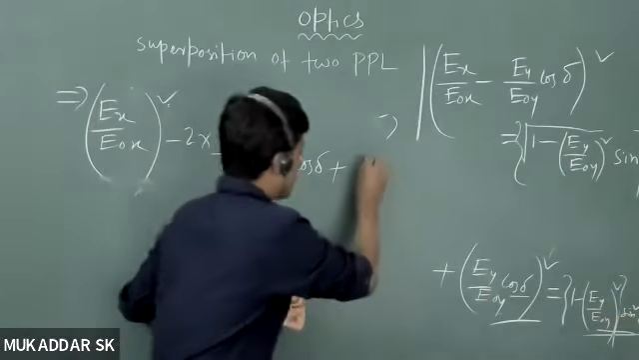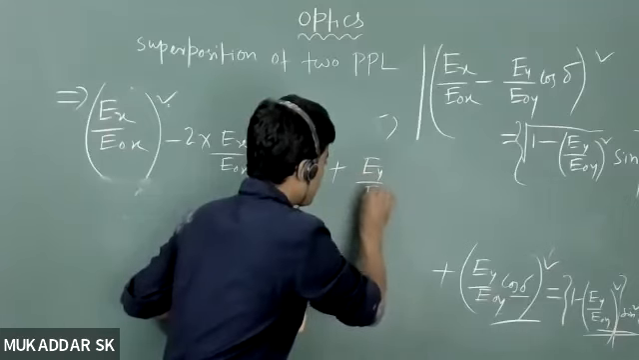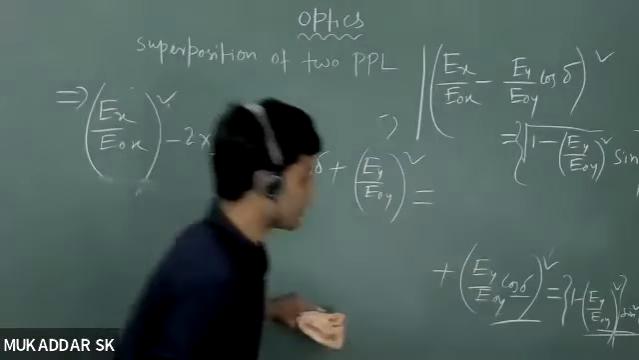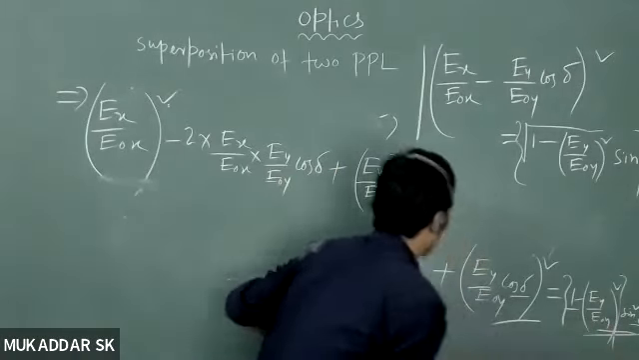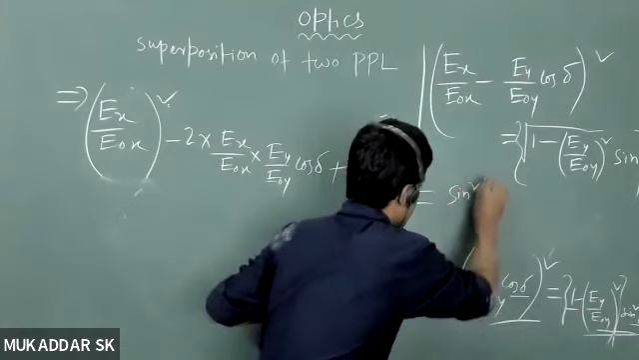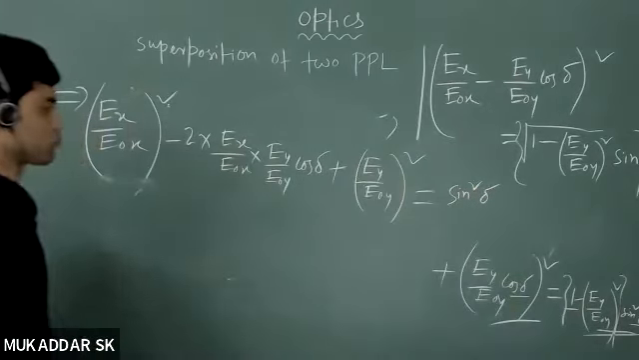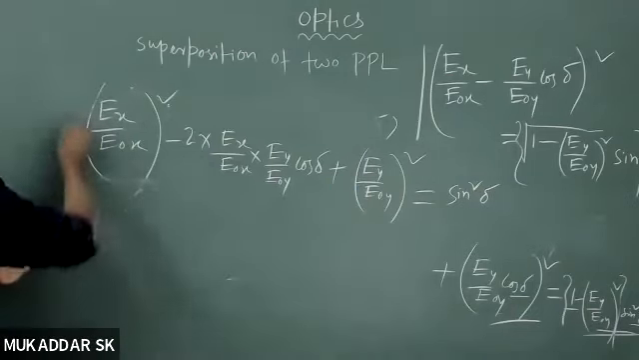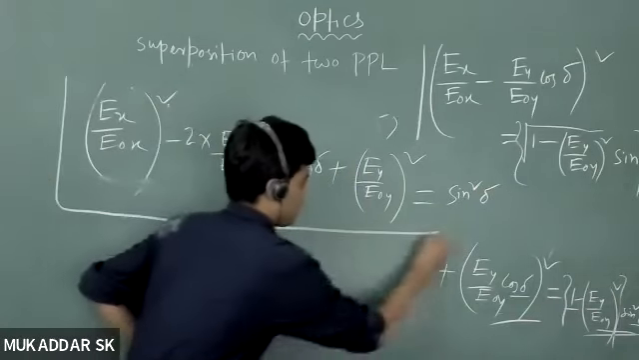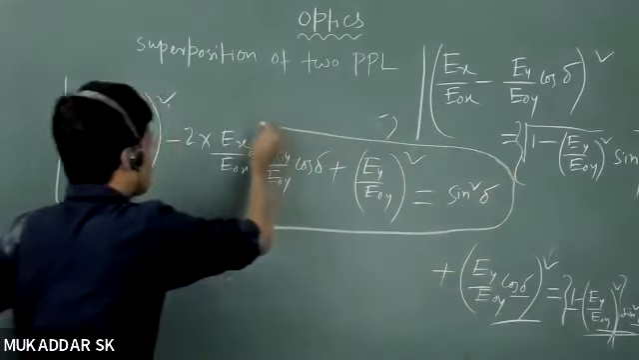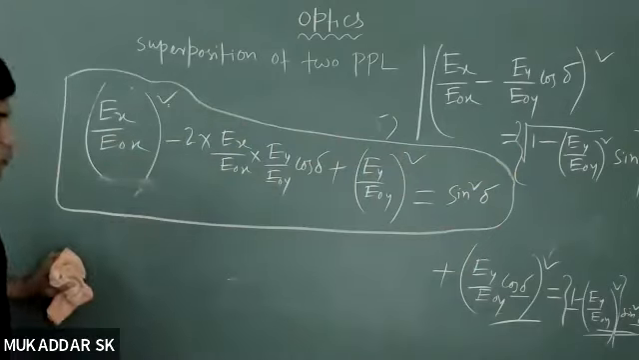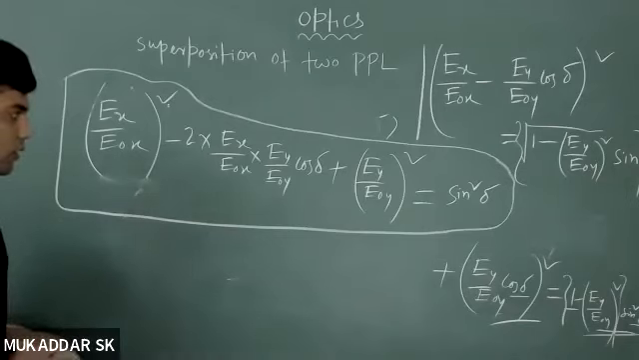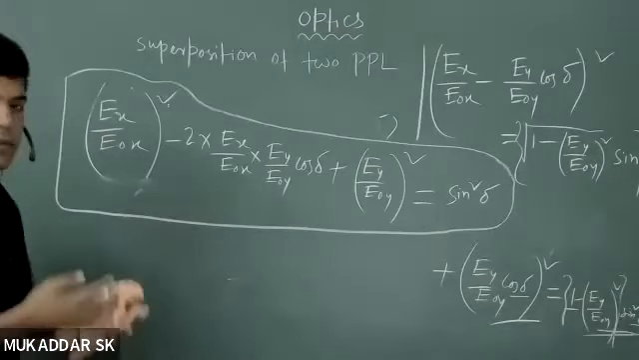So exactly how much you will get? You will basically get Ey by E naught y whole square, and that should be equals to 1 into sine square delta. That is nothing but sine square delta. So this is actually an important equation. This equation will tell you, if the emerging rays are superimposing, then what kind of state of polarization they can build.